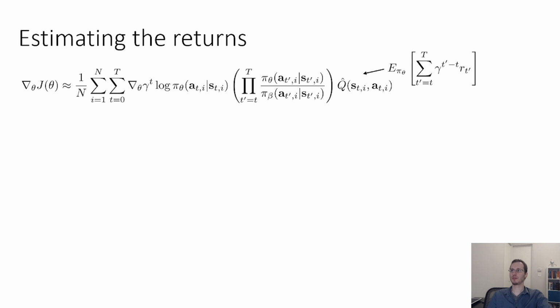Okay, so how can we estimate these returns? Right now, Q hat is an estimate, what we want it to be is an estimate of the expected reward under pi theta, and that's why we apply the importance sampling correction.